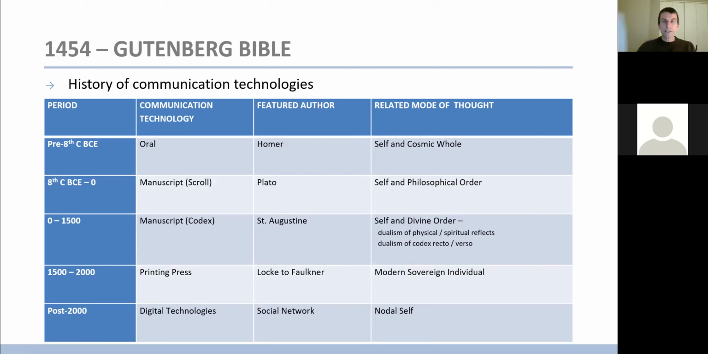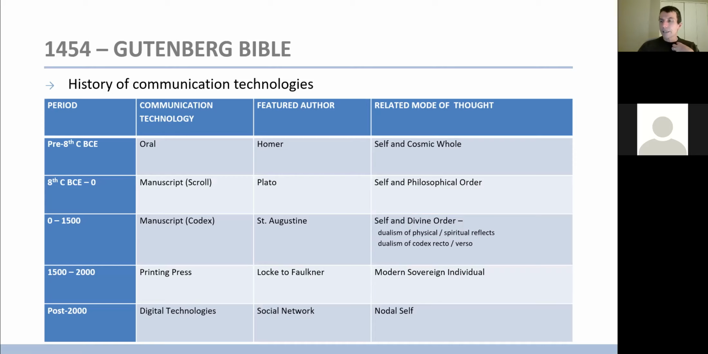And then it wasn't until the first couple centuries around the turn of the millennium that we have this codex form, so a bound book like this. That seems to coincide with a medieval disposition to the self and a divine order, the dualism of the Middle Ages. And then the printing press really ushers in an era of the modern sovereign subject, the individual.